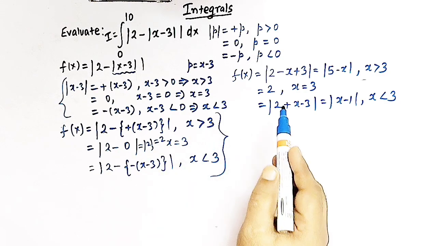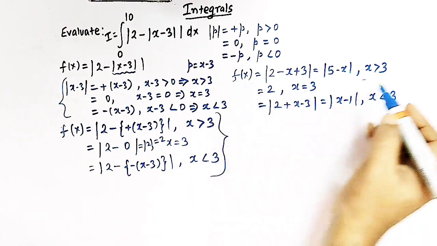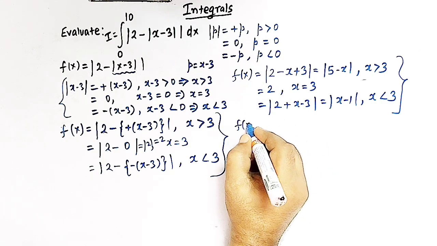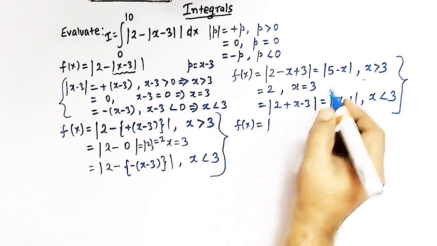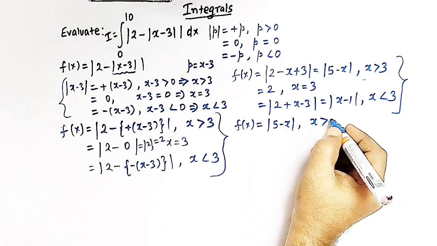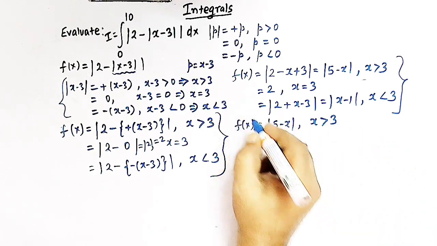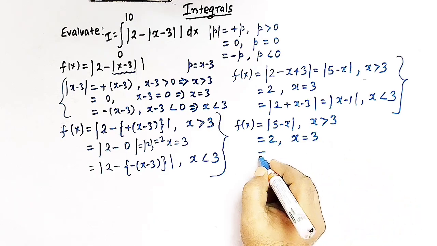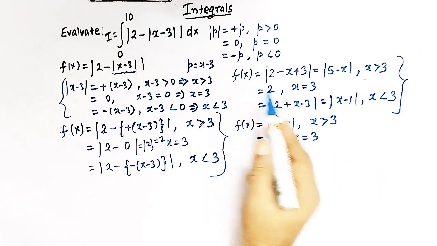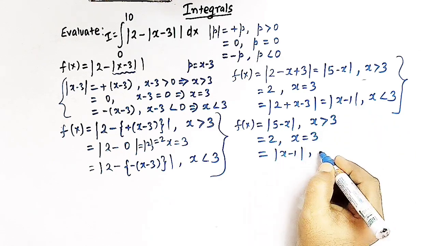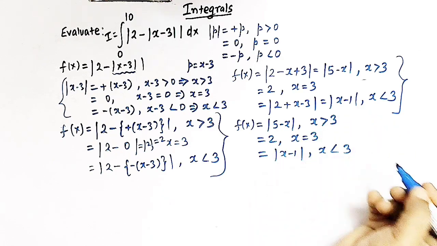So we can now define f of x like this, that is f of x is equal to mod of 5 minus x whenever x is greater than 3, and f of x is equal to 2 whenever x is equal to 3, and f of x is equal to mod of x minus 1 whenever x is less than 3.